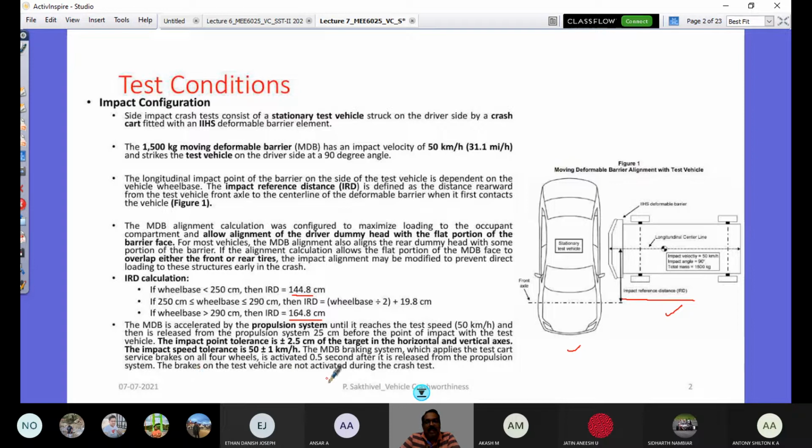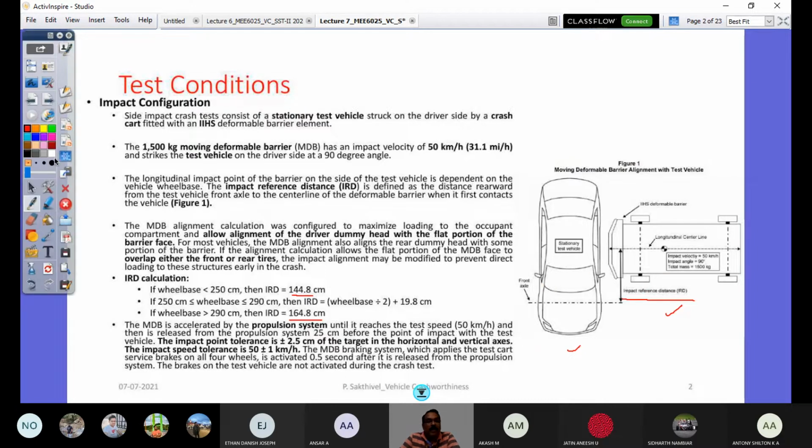The brakes on the test vehicle are not activated during the crash test. Here the vehicle brakes are not put on. It is like a parked vehicle, but the brakes are not activated, right? So it's a free vehicle in front of this barrier.